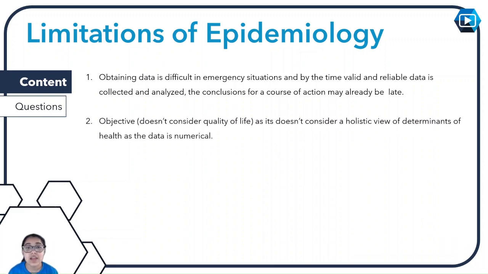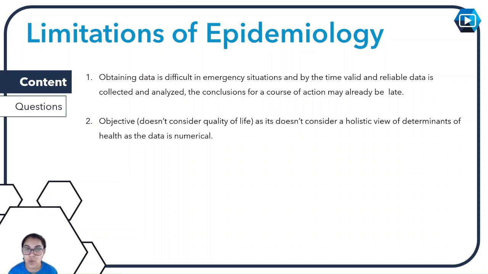Secondly, the data is objective. So what we can see is that it is quantitative, showcasing what is happening, and it provides us with an excellent snapshot. However, it does not give us a holistic view of the determinants of health. It does not give us a holistic view of the quality of life that individuals are experiencing, which actually then affects the data that is coming through. And so epidemiological data does not do that.